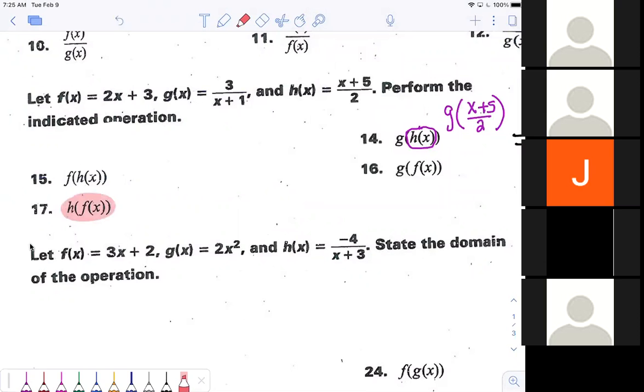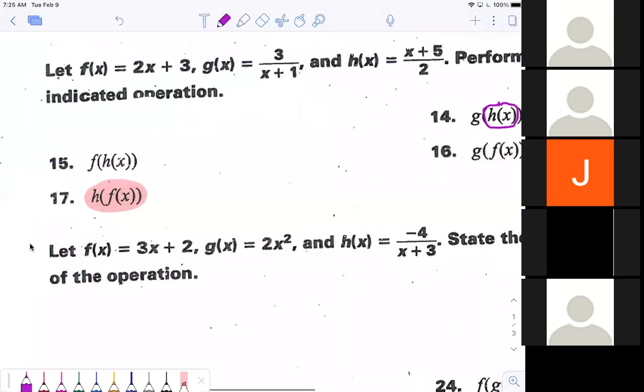So we need the f function. That's where we're going to start, on the inside. And then we'll try and work with the h function, trying to apply that f function to it. So starting on the inside, f of x is 2x plus 3. So now we want to try and form the composition function of that.